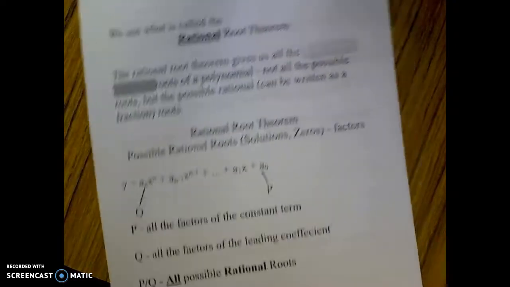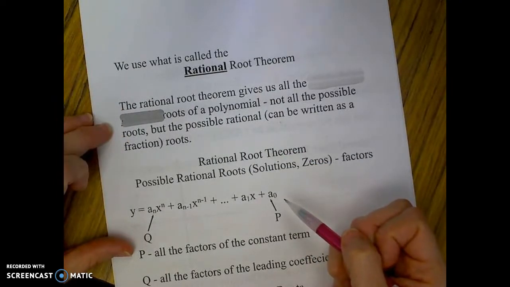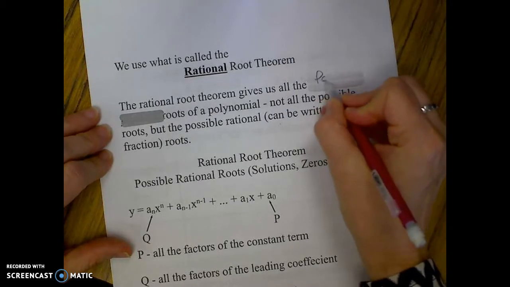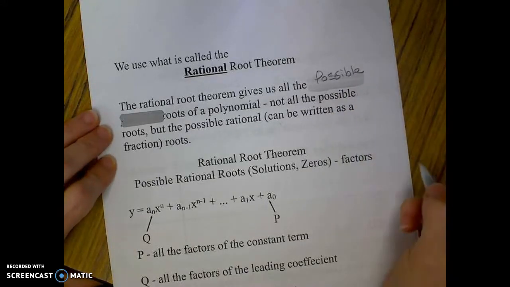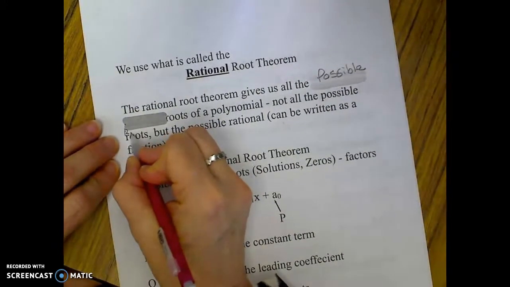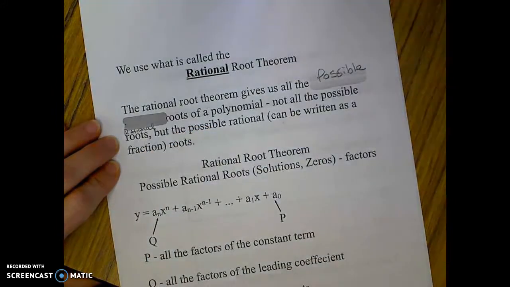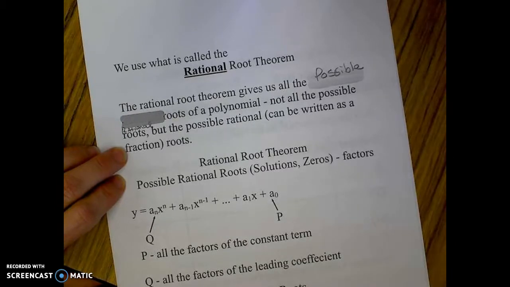All right? So if you continue on, we use that rational root theorem. And the definition is, the rational root theorem gives us all the possible rational roots. These were supposed to be highlighted, not marked out. Possible rational roots. All right? Not all the possible roots, because you could have irrational numbers, like square root of 3, or you could have complex or imaginary solutions.